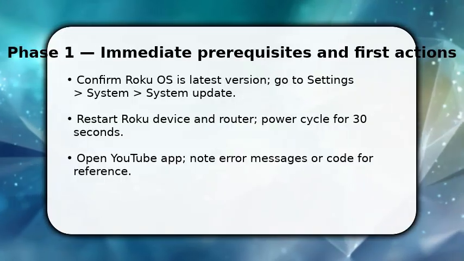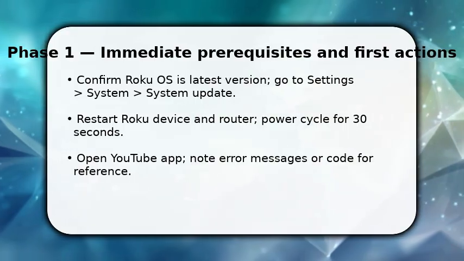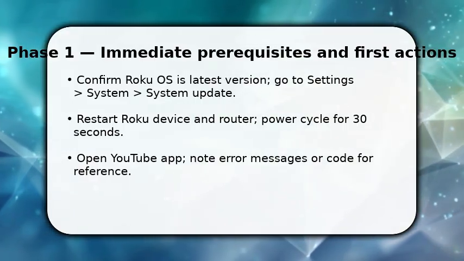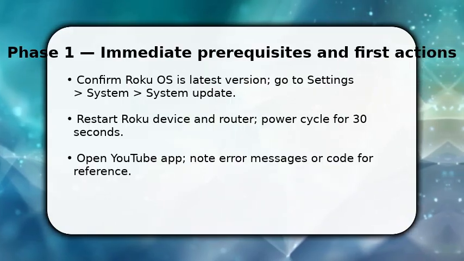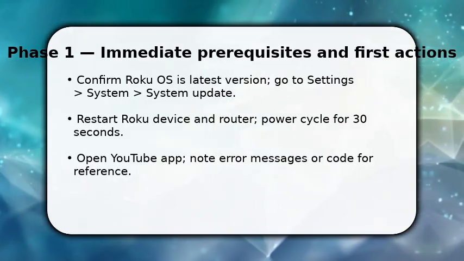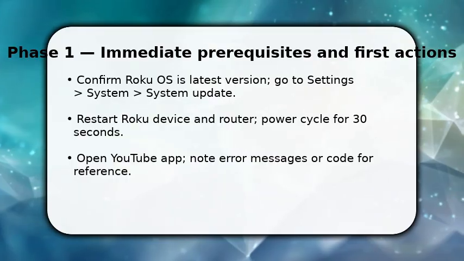You begin by verifying essentials. Make sure your Roku OS is updated and your network is stable. Once done, restart both the Roku and the router. Power cycle for 30 seconds to clear temporary glitches.